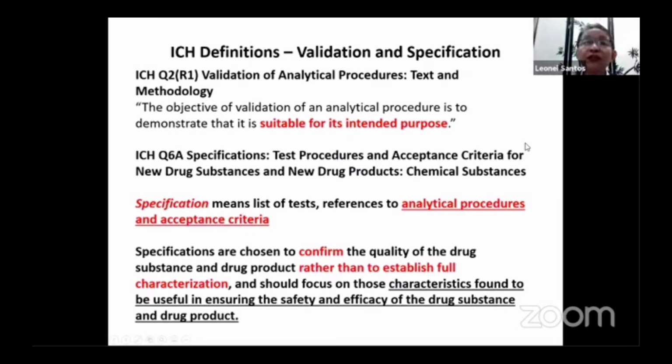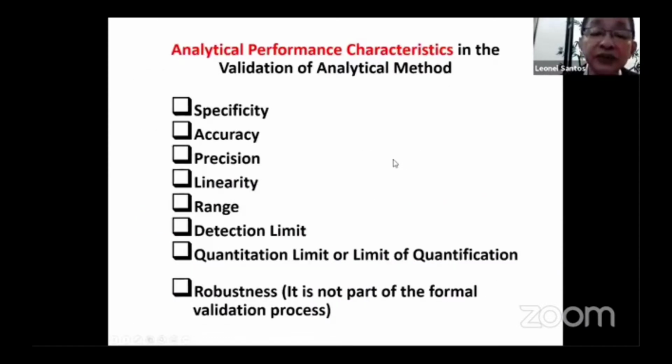So specification also is important to understand, because when we go to trying to understand verification, specifications are chosen to confirm the quality of a drug substance and drug product. It is not intended to describe the full characterization of the article, and it is focused only so that it ensures the safety and efficacy of the drug substance and the drug product. So that's the purpose for specification.